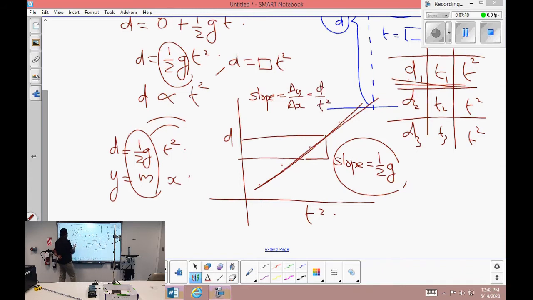D by t squared, mathematically from this relation, what is d divided by t squared? D divided by t squared is half g. Exactly, the slope represents half g.